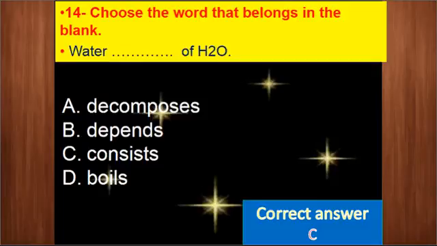Now we have the question of verbs and prepositions in the other way. Here we have to choose the correct verb that goes with of. And according to the choices we have, decomposes, depends, consists, boils. The correct answer is C, consists of.